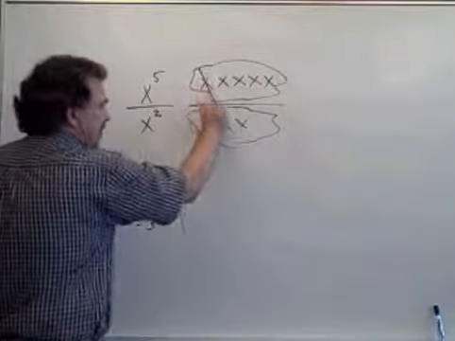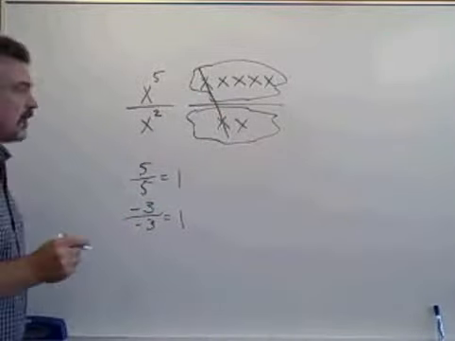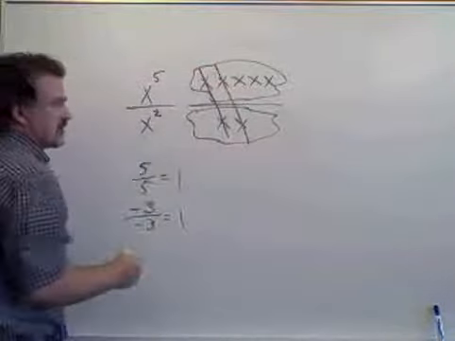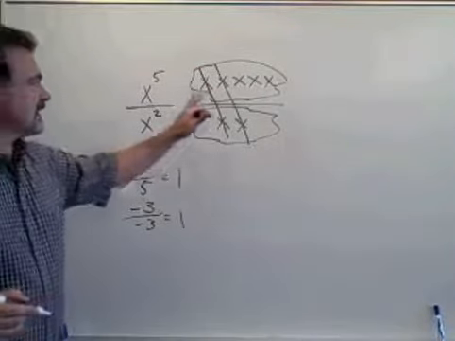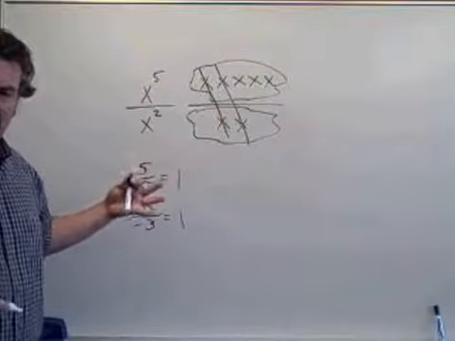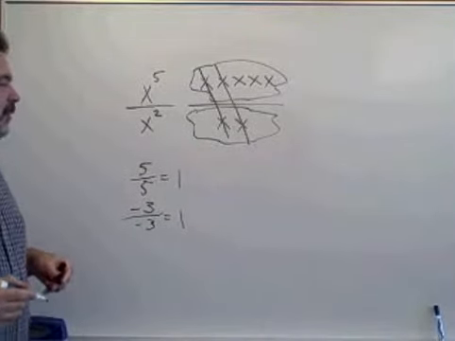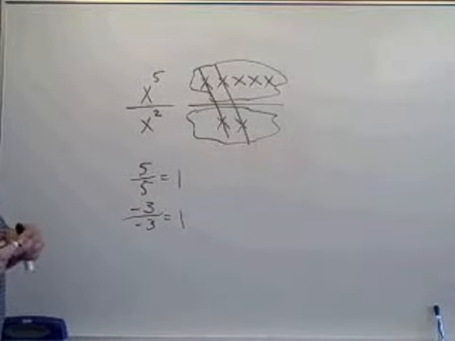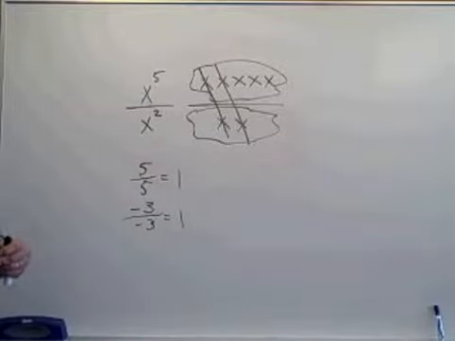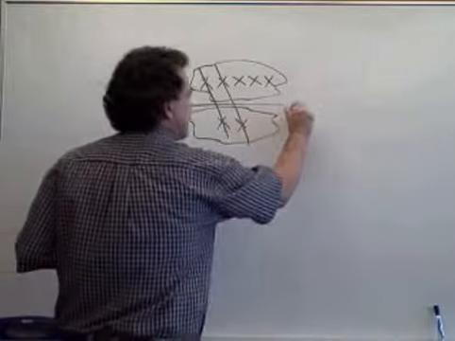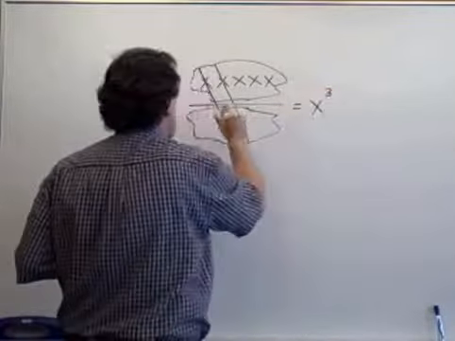So that pair of x's cancels to 1. That pair of x's cancels to 1, leaving us just 3 x's being multiplied. Well, how would I write 3 x's being multiplied in shorthand notation with an exponent? Wouldn't that equal x to the third?